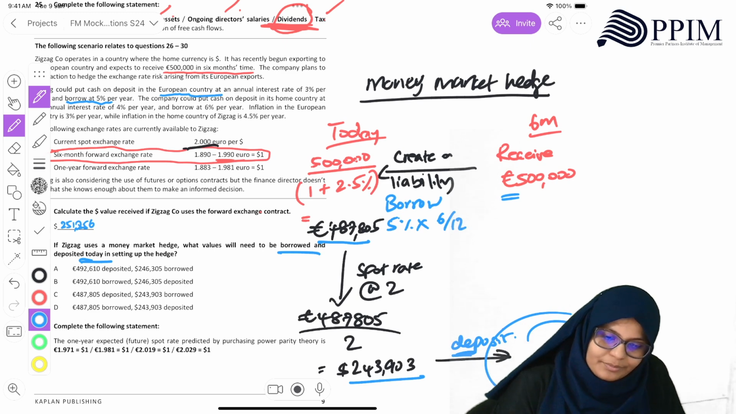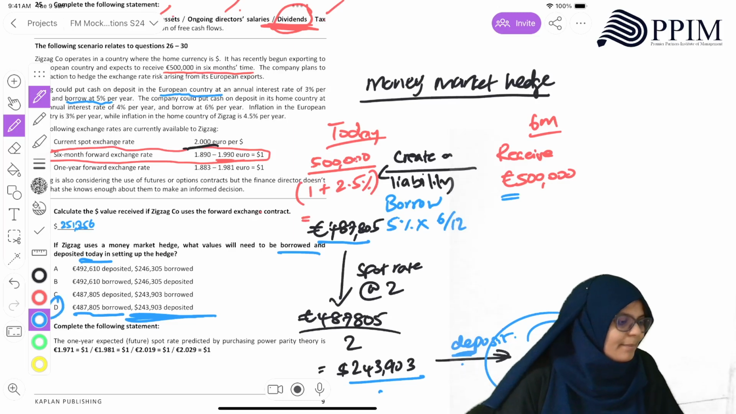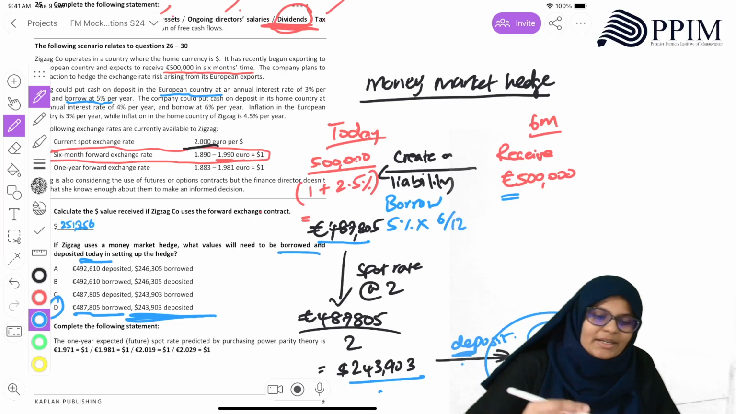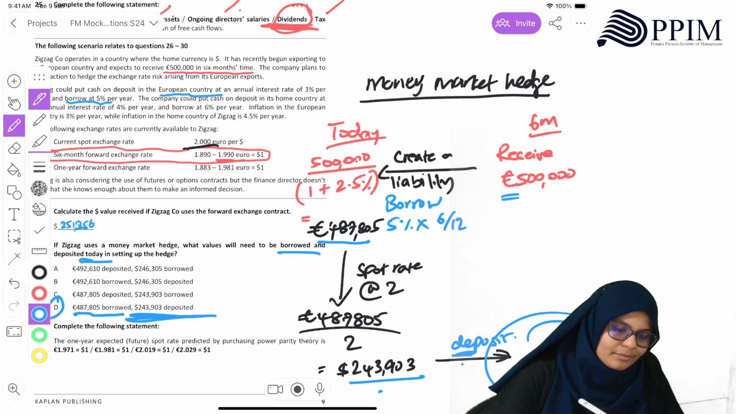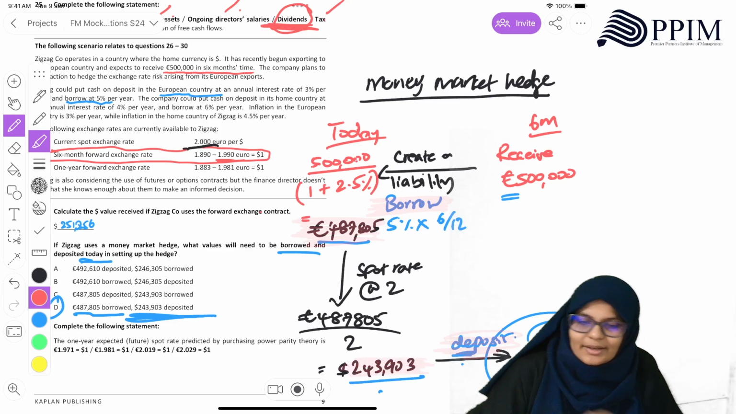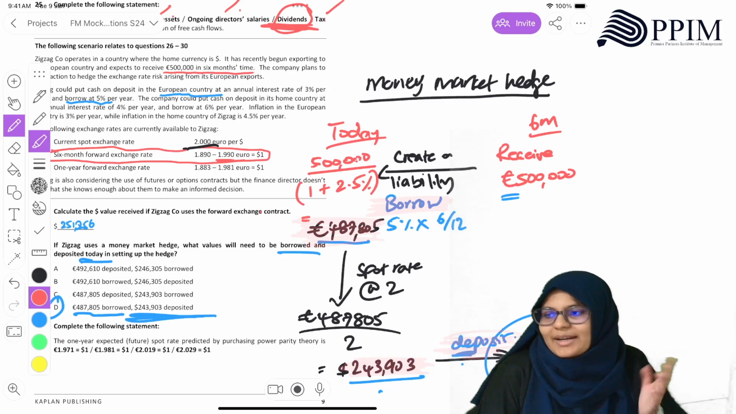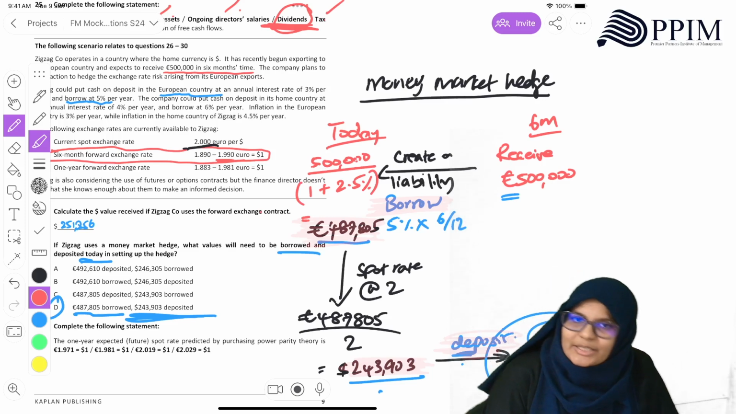So let's see. Borrow 487,805 euros and deposit $243,903. So that is answer D then. Because see here, the borrowing is for the euro figure, that's what happens today, and the deposit is for the dollar figure. So you have to make sure you select the correct answer. So today, after this, if you want, you can see what happens in 6 months time, but that is a waste of time, right? Because they are just asking for today's portion.